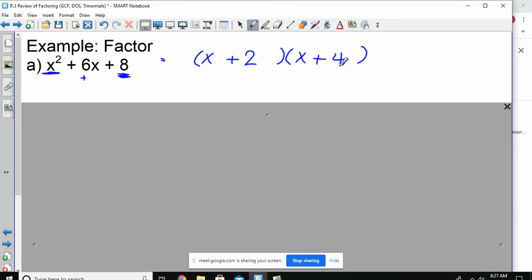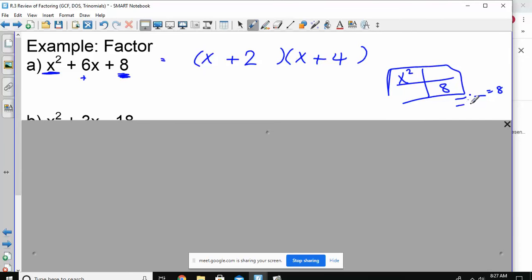Okay. So if you had done the full box with that, it certainly works. You put your x squared here and your 8 here. So those multiply to 8. Add to 6. And you get the same answer, but as long as it's a 1x squared, you can just jump straight to the two parentheses. You don't have to go through the whole process of drawing the box. So let's practice that a little bit.